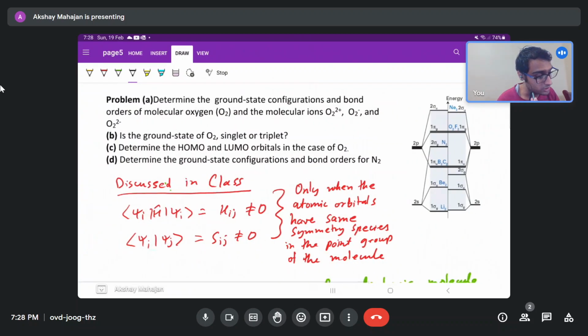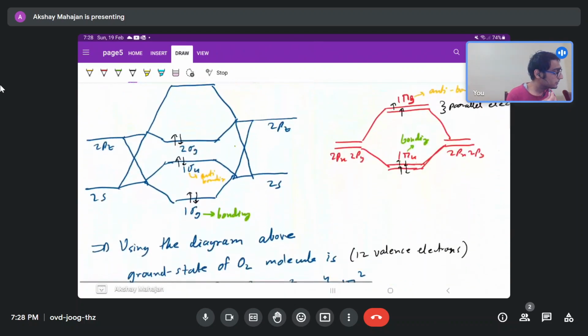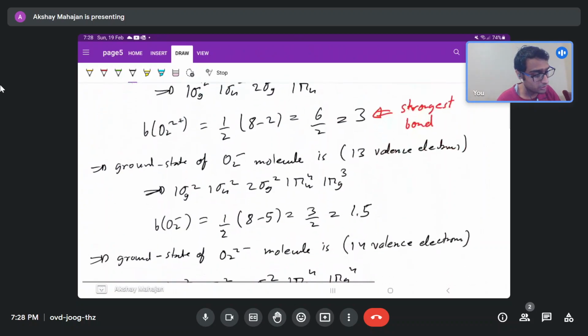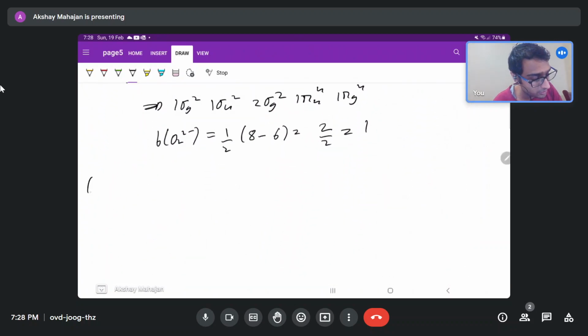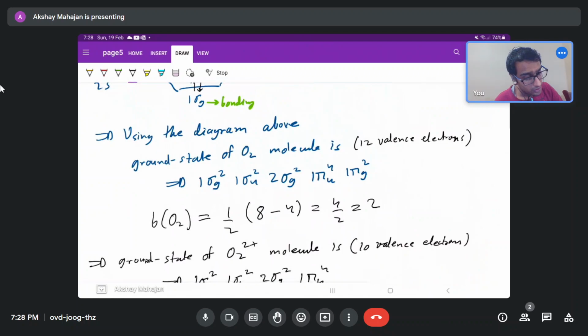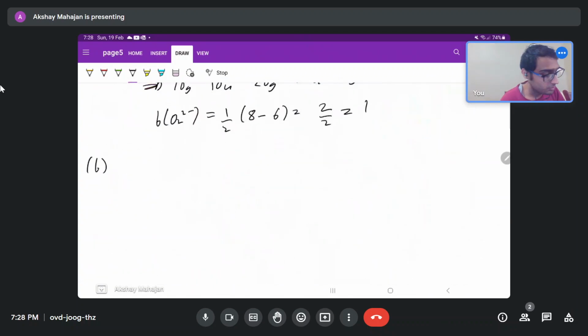So our ground state is going to be a triplet. An interesting finding that we can get just by looking at these configurations. This is our part A.